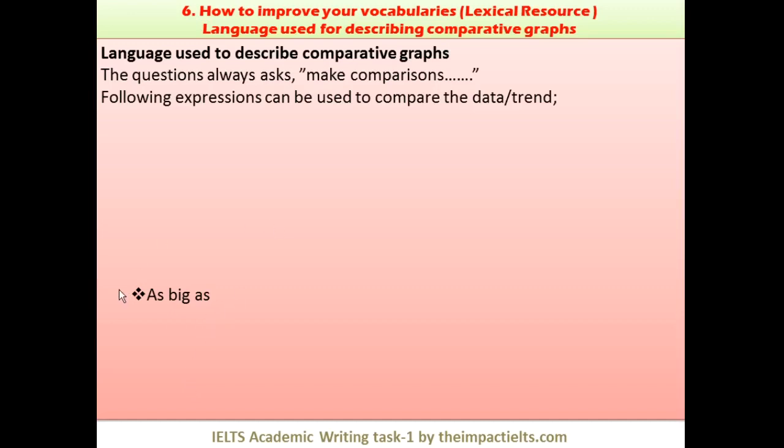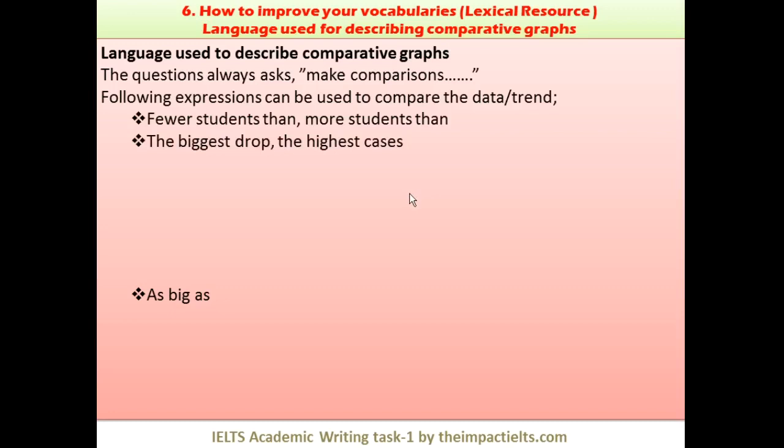So let's start with this. Fewer students, more students. You can use these when you're talking about things you can count. You can say the biggest drop, that's a superlative degree, the highest cases, the maximum, the minimum. So these kinds of words can be used a lot.